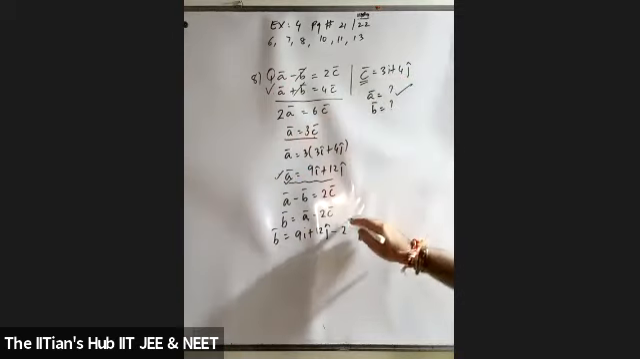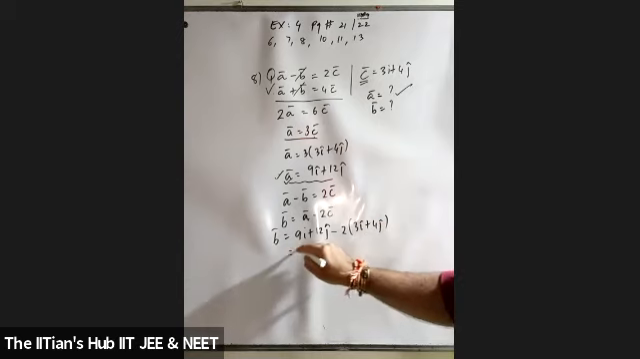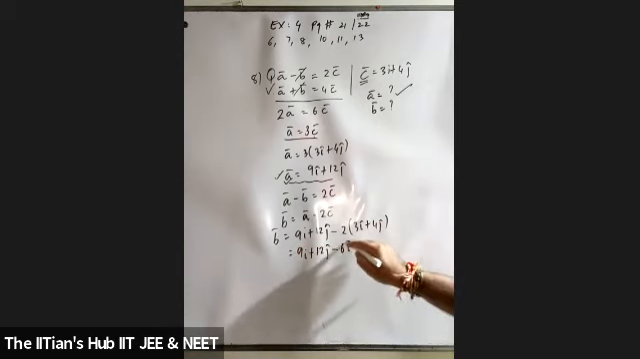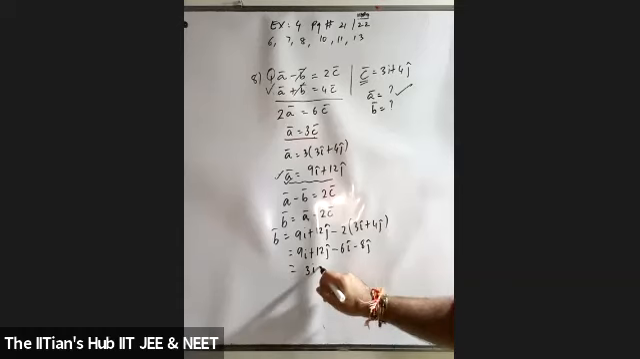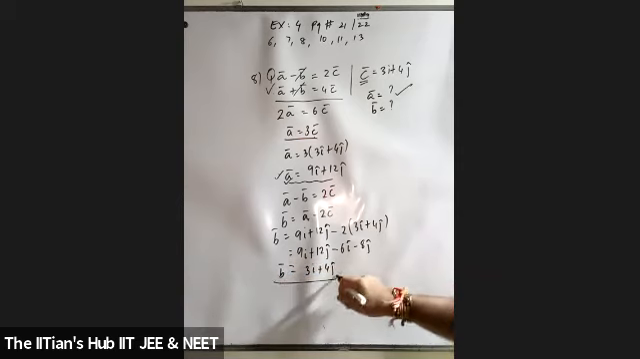Vector C is 3i cap plus 4j cap. Okay, absolutely correct. Now solving it, this will be 9i plus 12j minus 6i minus 8j. Solving it, what's the answer? 3i cap plus 4j cap. Absolutely correct. 3i plus 4j cap, that's your answer for vector B. So vector B का आंसर मिला है और vector A का आंसर.